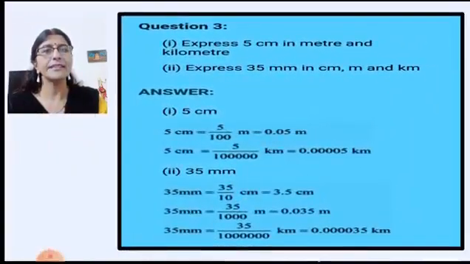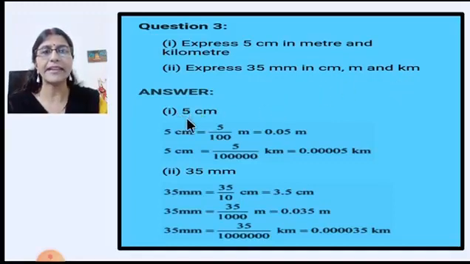Now next is express 5 centimeter in meter and kilometer. So here we are going to convert centimeter into meter and then into kilometer also. Now the next one also, we will read: 35 millimeter in centimeter first, then we'll convert it into meter and then kilometer. So there are 3 units given. Now let us see how to solve it.